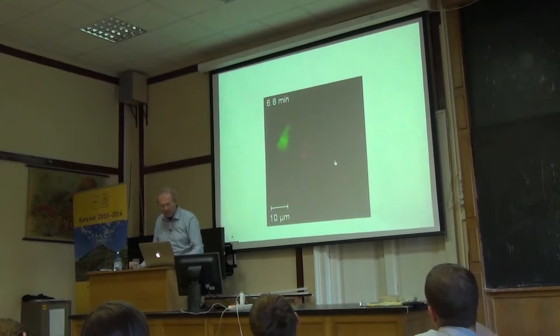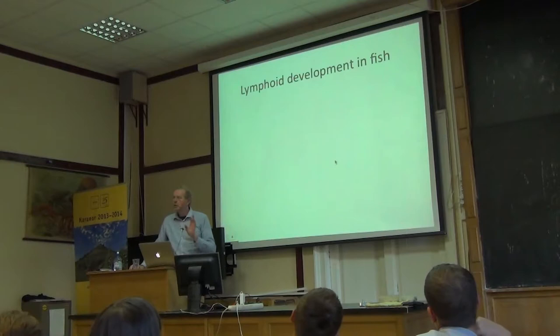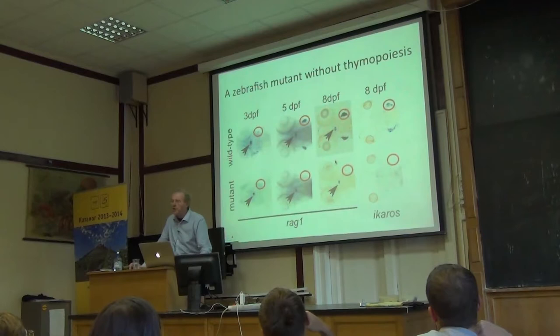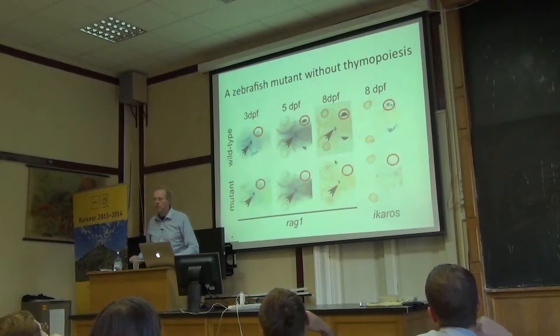Now we can use this to study in great detail various processes and developmental pathways that are important for the immune system. And I will focus now on the lymphoid compartment because that is of prime interest for us. So here I show you one of the mutants that turned out to be the one that has a mutation in this Ikaros gene, which encodes a transcription factor that I mentioned previously. So you can see what we've done here.